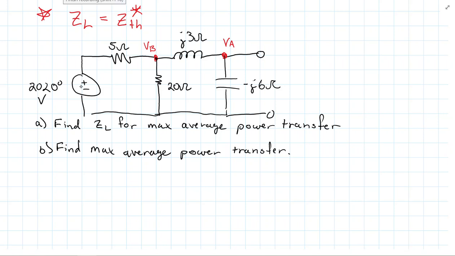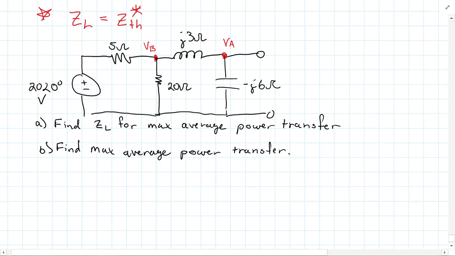So we're going to look at this circuit here, and we've got a 20 volt at angle 0 voltage source, 5 ohm resistor, a J3 ohm inductor, minus J6 ohm capacitor, and a 20 ohm resistor. And then we're asked to find what the load should be for max average power transfer, and then find the max average power transfer. Alright, so we're going to go ahead and do that here.